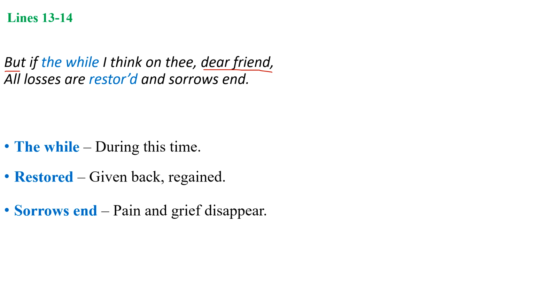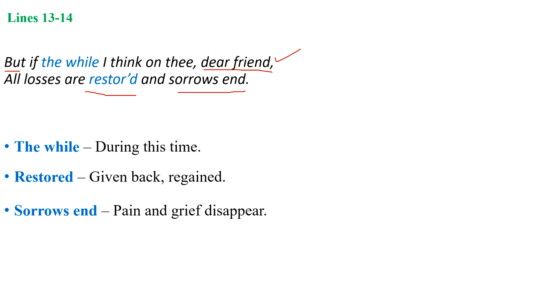So in the final couplet, the tone of the poem shifts dramatically. The speaker says that whenever he thinks about a dear friend, a beloved friend, all his sorrows vanish. Sorrows end. All his sorrows vanish, and his losses seem to be restored.